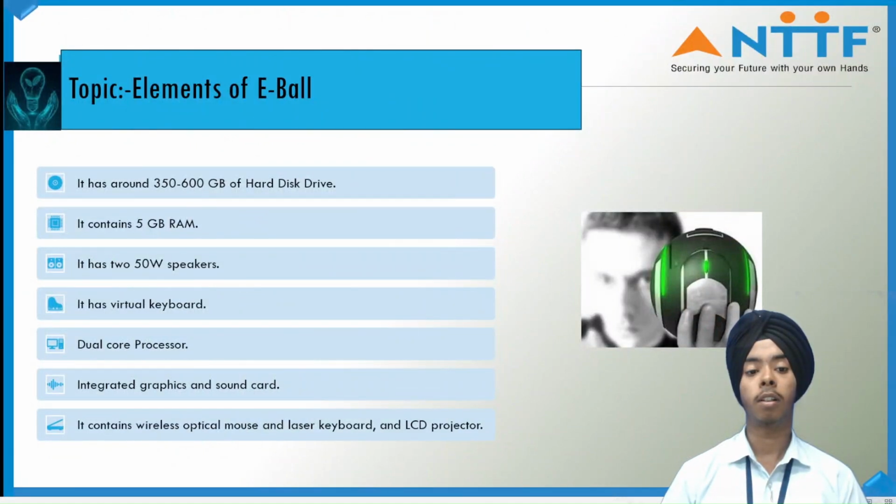Elements of an e-ball. It has around 350 to 600 GB of hard disk drive. It contains 5 GB RAM. It has two 50-watt speakers. It has a virtual keyboard. It has a dual core processor. It contains an optical mouse and laser keyboard, along with an LCD projector.